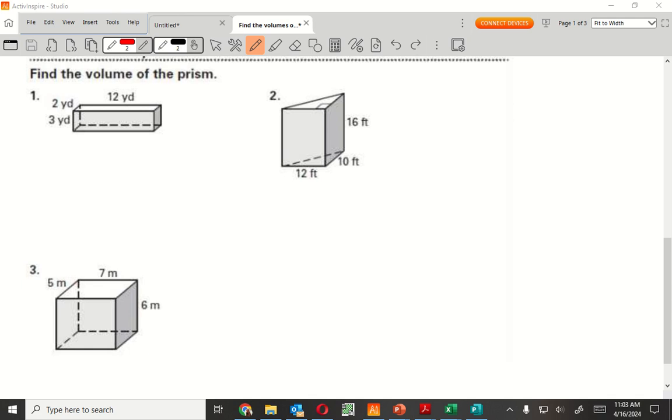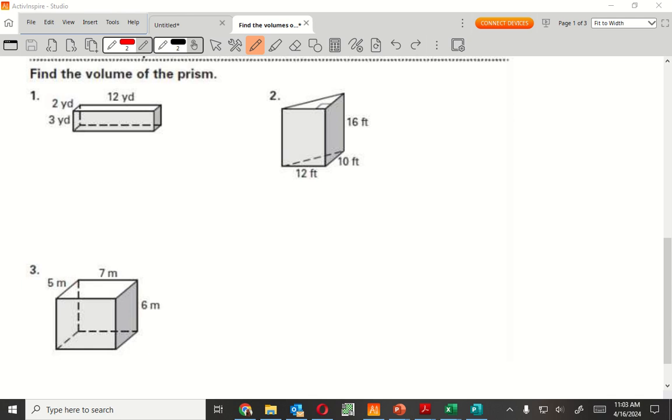Yeah. Look, I'm going to show you. Look, this one, this one, and that one. And that one is down. 16 is right here, and 10 is right here, and 12 is behind. 10 times 12 is 120. And then 1/2 of that with the height is going to give us 960. There you go.